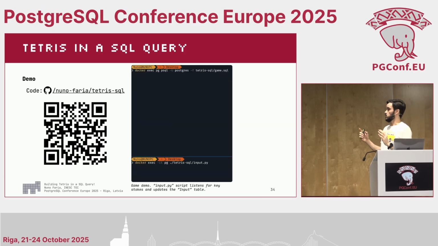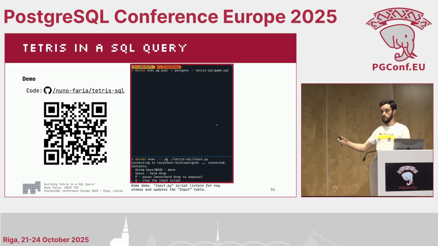And now, just for a quick demo, the entire code is available on GitHub if you want to check it out. One thing I didn't mention is here at the bottom. There's also a Python script which reads the user inputs and sends the update queries to the input table, which makes it way easier to play than actually change the input by hand. So on the bottom we have that script, and on the top we have the query being executed.